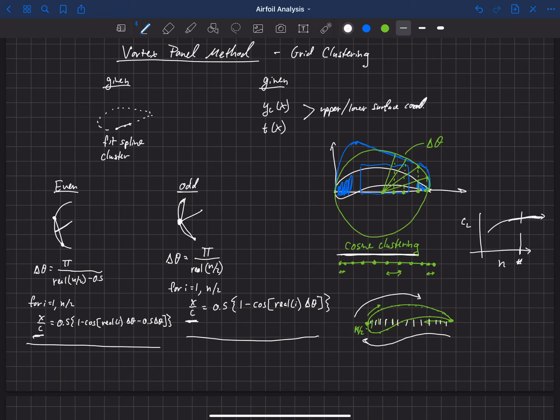And I think part of it has to do with the theory of conformal mapping, that airfoil aerodynamics is actually very closely related to the dynamics of flow around a cylinder. And so in the conformal mapping section, we'll learn about that. But I think that's why cosine clustering works so well for the vortex panel method. But you can experiment with different clustering methods and draw your own conclusion about what is best and how best to handle this.